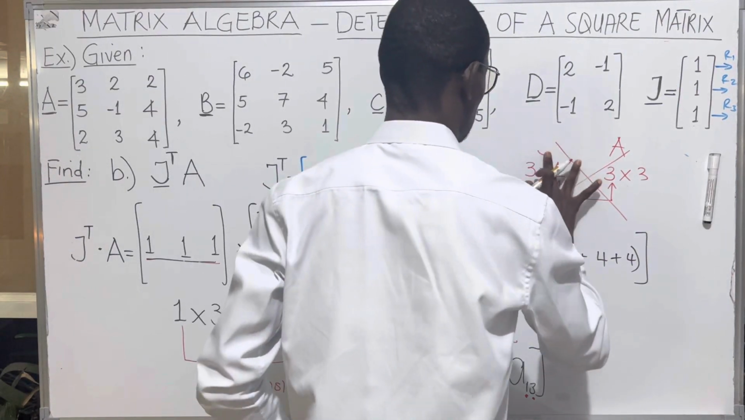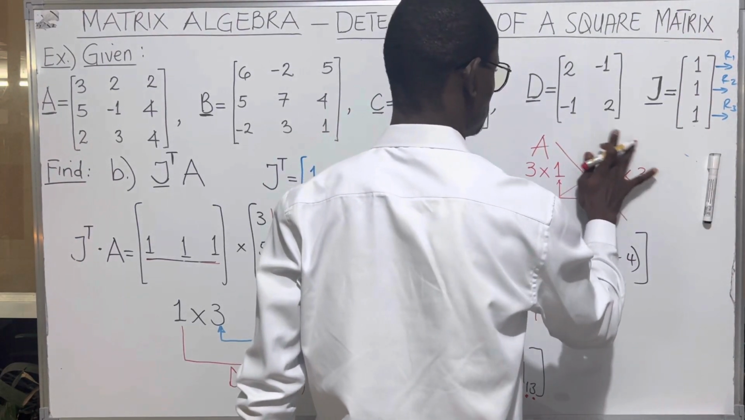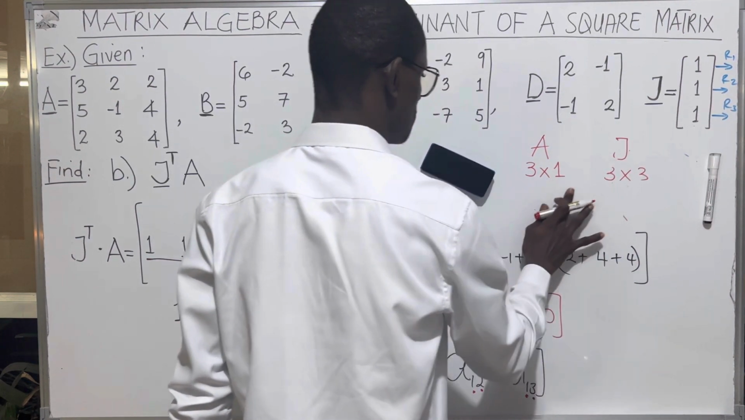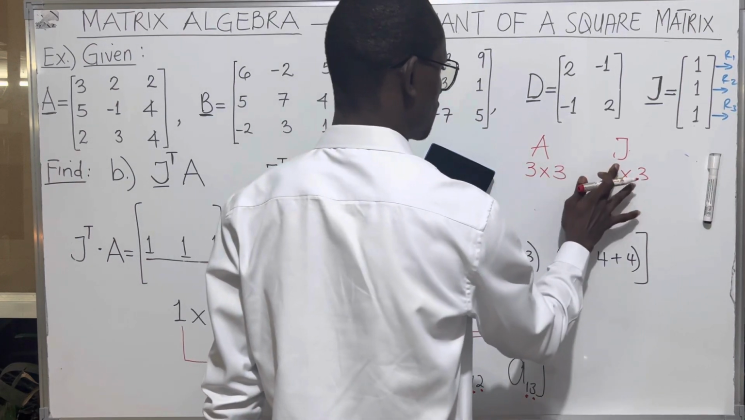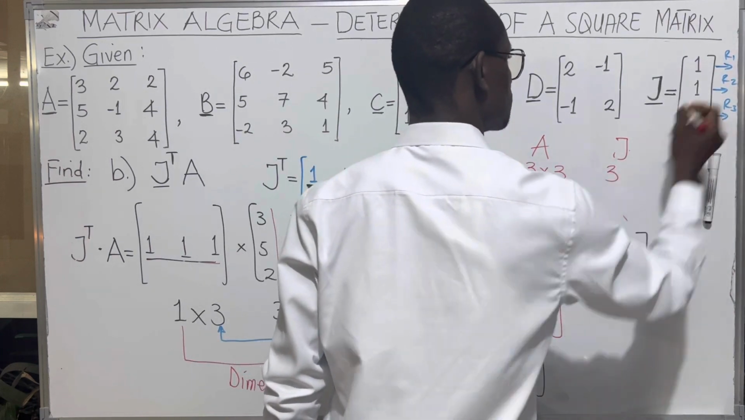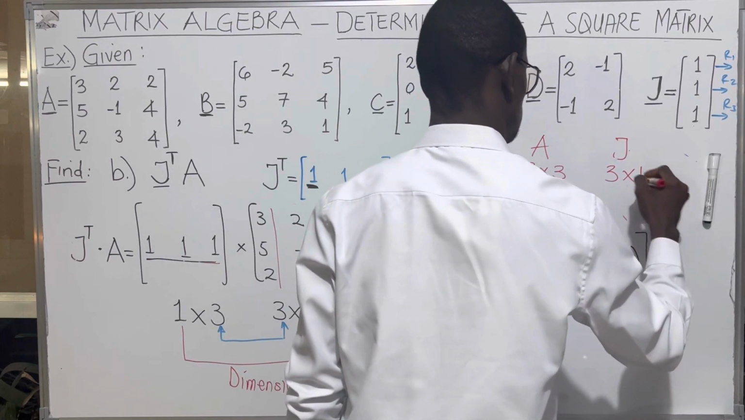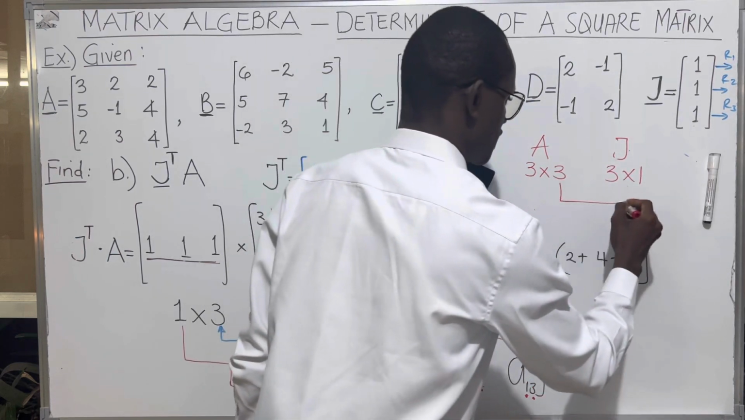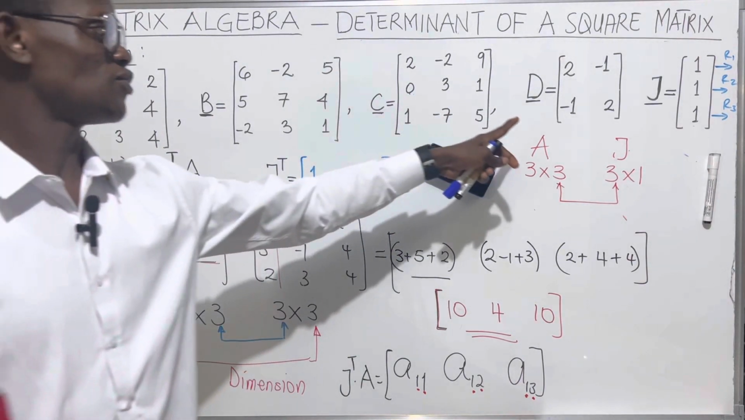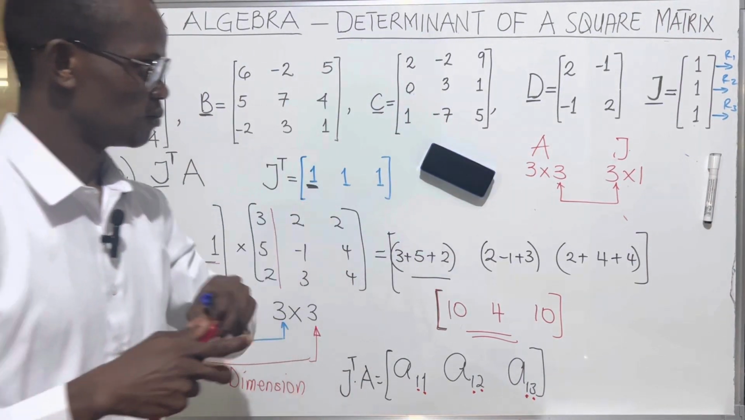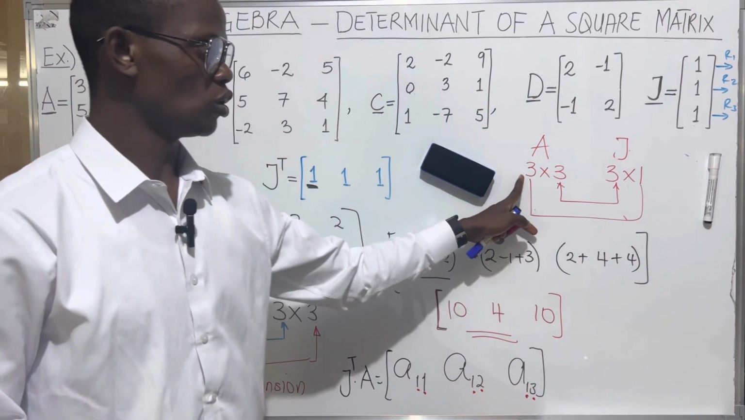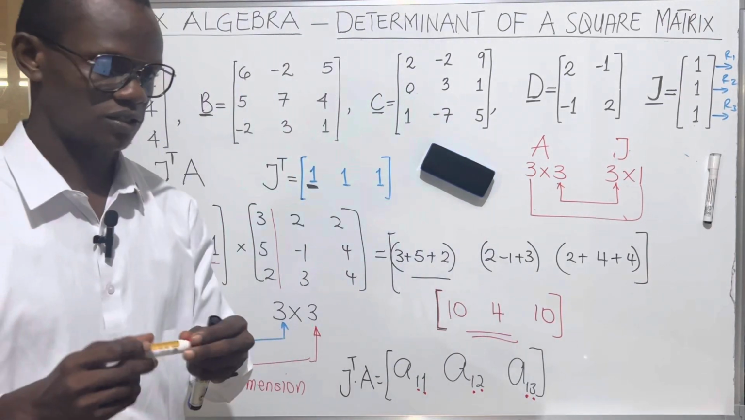What if matrix A had come first? A times J. What if A had come first? So it's 3 by 3. And then matrix J now is 3, because 1, 2, 3 by 1. Matrix A can be multiplied by matrix J when matrix A is first. The resulting matrix would just be a 3-row and 1 column matrix.